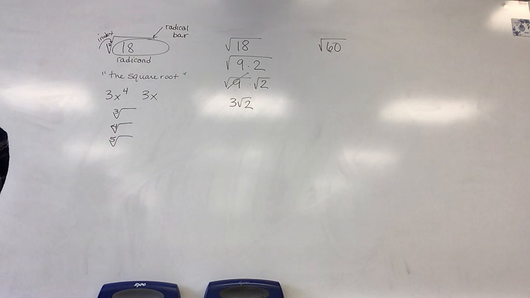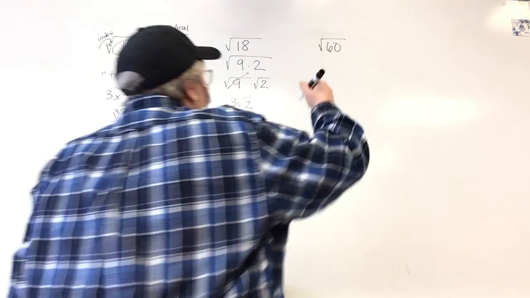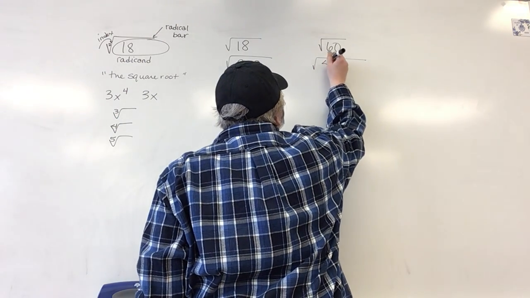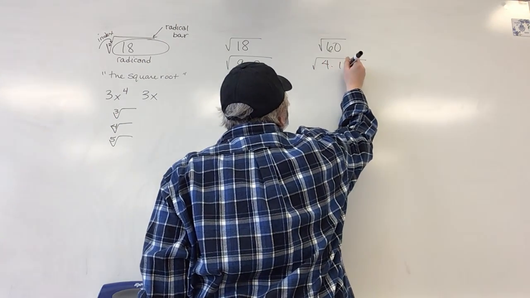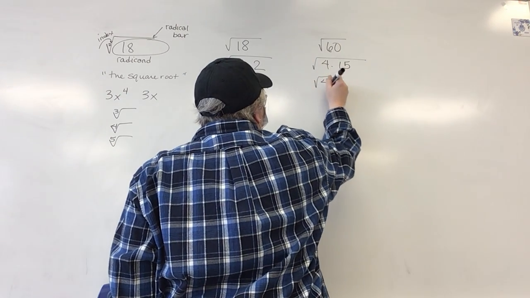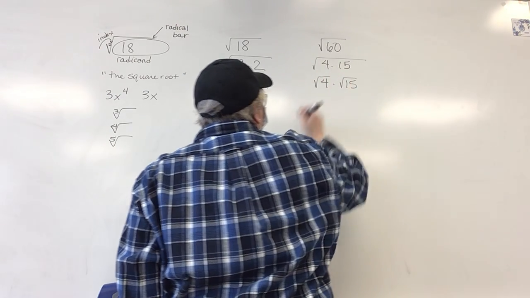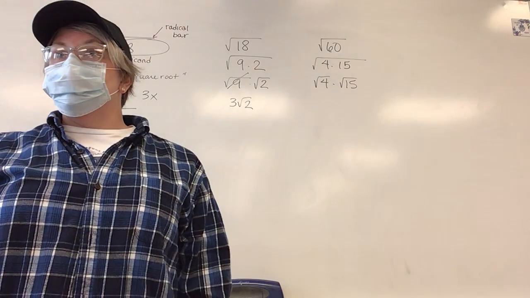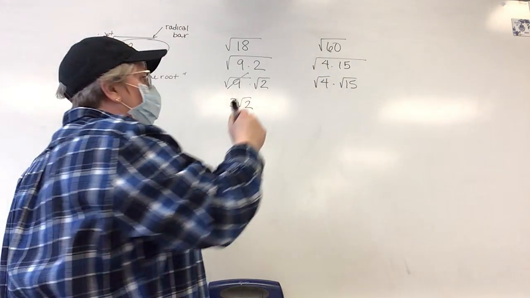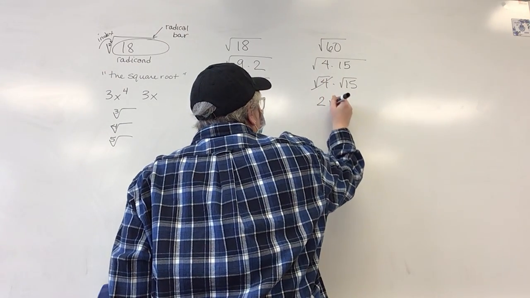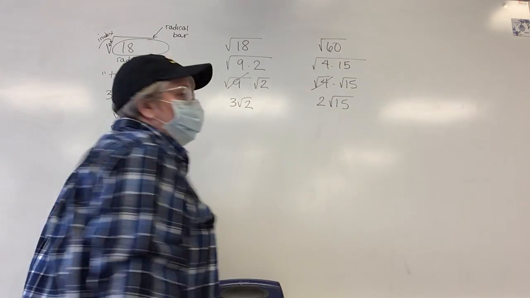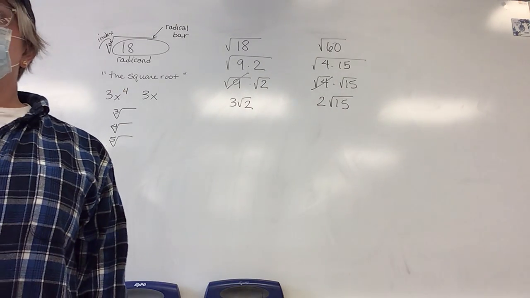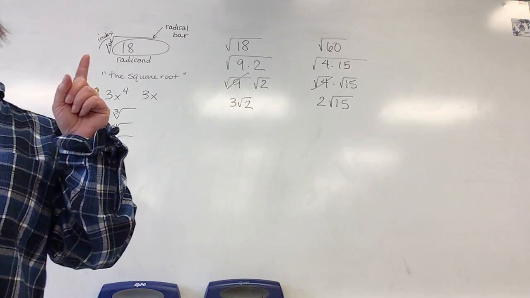25 does not go into 60. 4 is the only one, right? So 4 times what, everybody? 15. Then we split it up as the square root of 4 times the square root of 15. Square root of 4 is 2, and 2 radical 15. That's really good. Okay, one more Mrs.